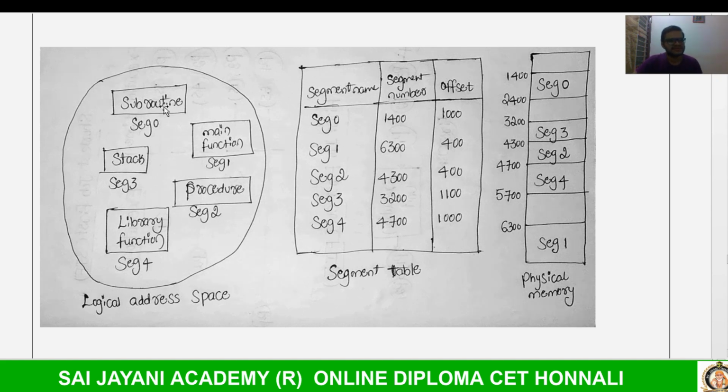Here, the subroutine logical unit is represented as segment 0, the main function as segment 1, the procedure as segment 2, the library function as segment 4, and the stack as segment 3. Okay, here we have the segment table. The segment table maps a logical address into the physical memory by using the segment number and the offset value. Here the segment names are segment 0, segment 1, segment 2, segment 3 and segment 4.